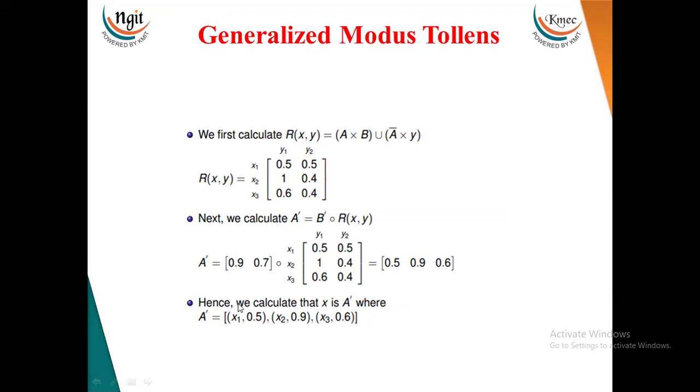Now coming to the next formula, here also B dash equal to 0.9, 0.7. So these values, first minimum values, then maximum values. So finally we'll get A dash equal to x1 comma 0.5, x2 comma 0.9 and x3 comma 0.6. So this will be for both the generalized modus tollens and modus tollens.